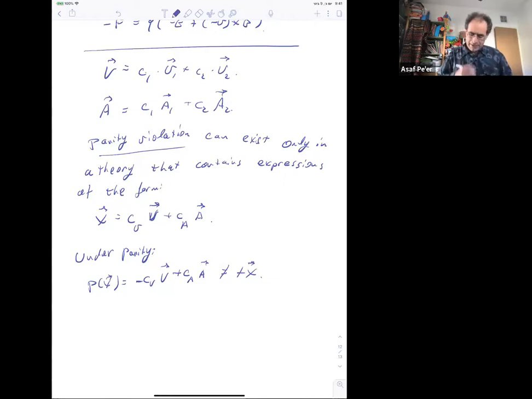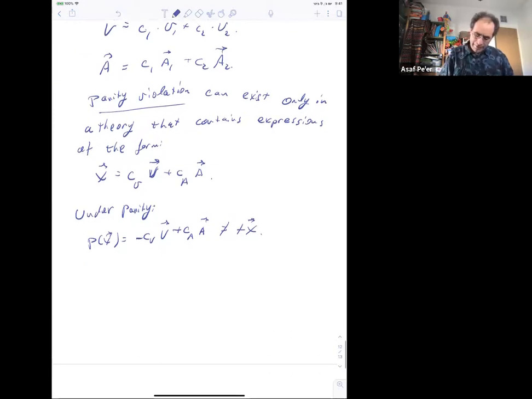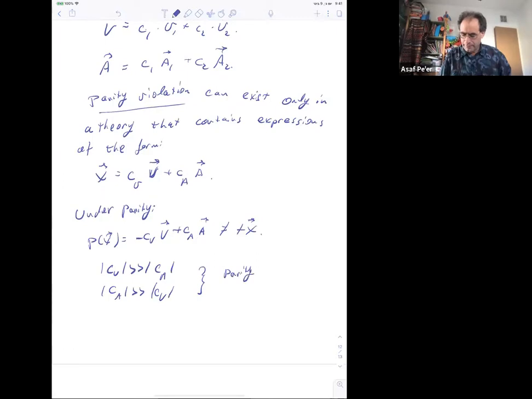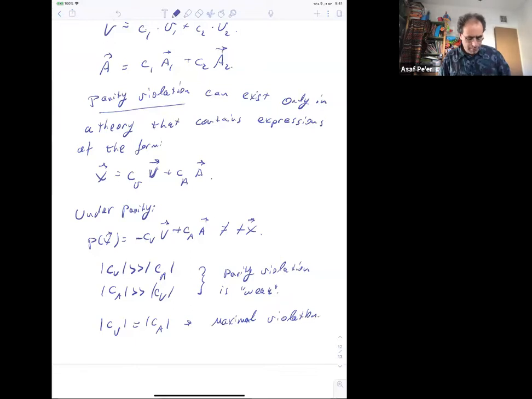Now, just as notation, if we have that CV is much greater than CA, or that CA is much greater than CV, then we say parity violation is weak. If CV and CA have the same magnitudes, then we say it's a maximal violation. That's the maximum difference between X and P of X.